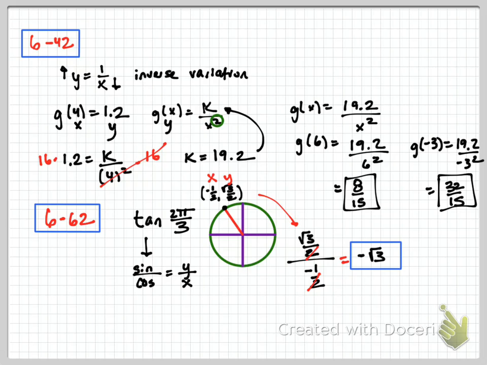So again, on 62, it's your knowledge of the unit circle, and then how tangent's related to sine and cosine to solve for that.